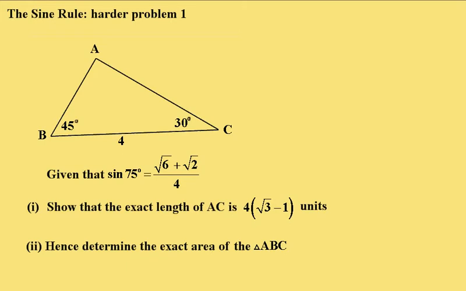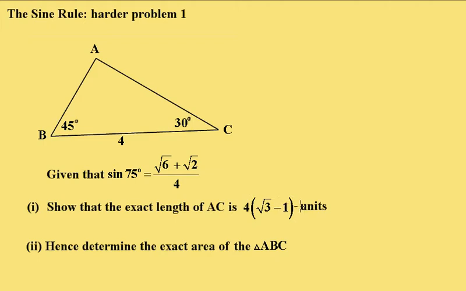The sine rule, harder problem number 1. Here we can see that angle B is 45 degrees, angle C is 30 degrees, BC is 4, and we're given that sine of 75 degrees has the exact value root 6 plus root 2 over 4. We have to show the exact length of AC is 4 outside of root 3 minus 1 units.